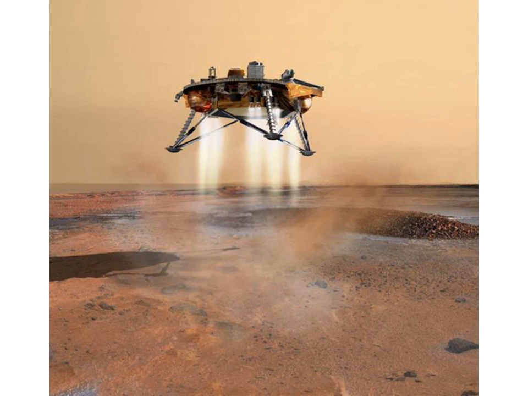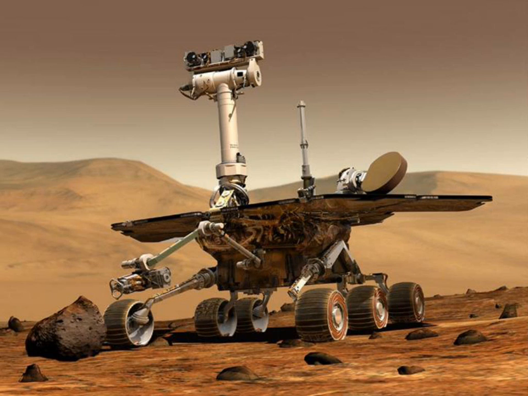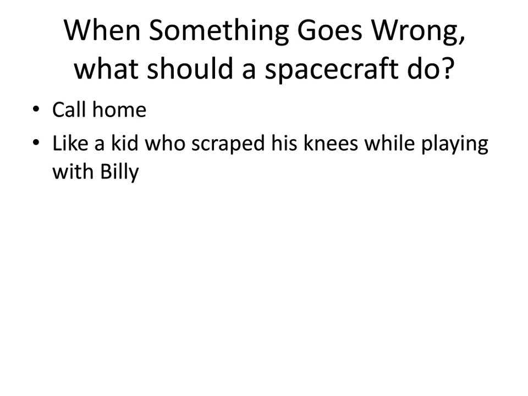So here we have a little picture of a spacecraft, another of a rover. So what do you do when the spacecraft goes wrong? The first thing you might do, and what's really done mostly in practice now, is the spacecraft calls home. And it says, hey, help, I'm in trouble. Like a small kid who scrapes his knees while playing and goes home. But of course the spacecraft can't go home, it can only call home.